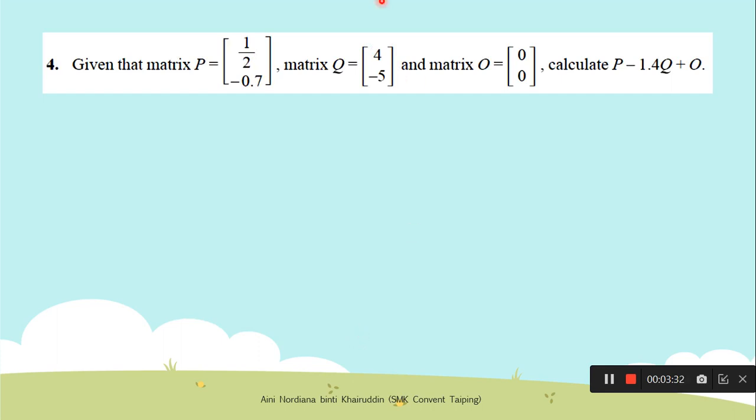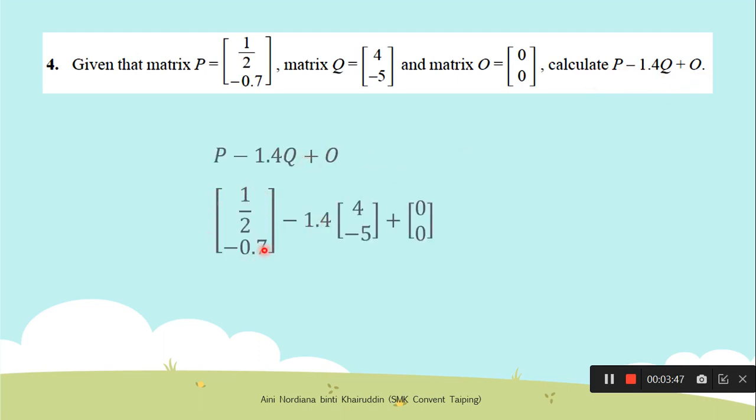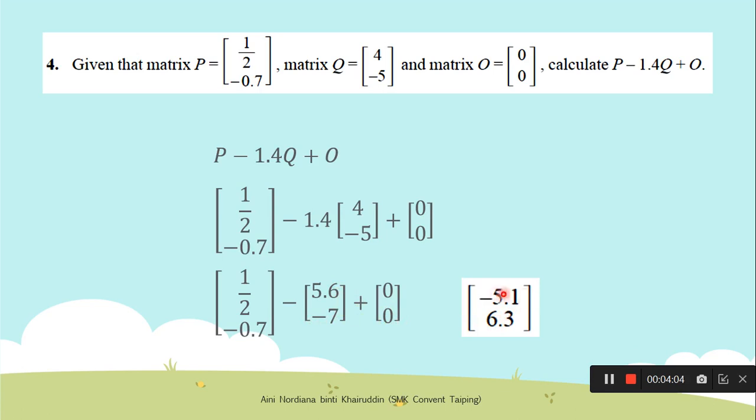Next, number 4. Given that matrix P, so this is matrix P, matrix Q, and matrix O. Calculate P minus 1/4Q plus O. So this is the question. So this is matrix P minus 1/4 matrix Q plus matrix O. So you just multiply this matrix with 1/4. So you'll get this. And then you can perform your addition and subtraction. So this is the final answer.